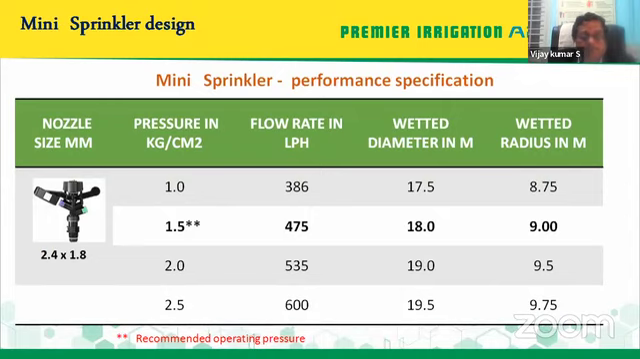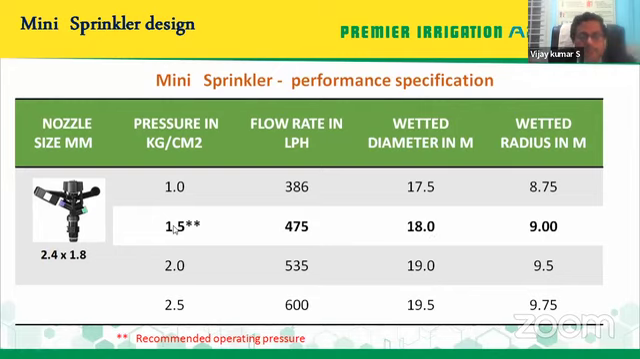Now the design is exactly similar to the micro sprinkler. It will be a good revision for you to understand. So this is the mini sprinkler specification. At various pressures, there are three important parameters: pressure, flow, and diameter. At 1 kg, it is going to give 386 liters per hour, and the diameter that it is going to cover is 17.5. If you increase your operating pressure to 1.5, it will have a flow rate of 475 liters per hour and a better diameter of 18 meters.